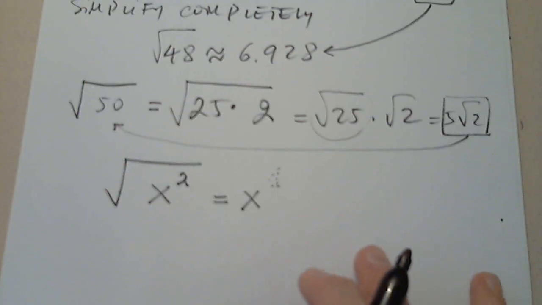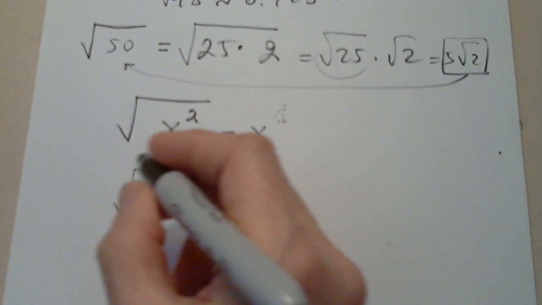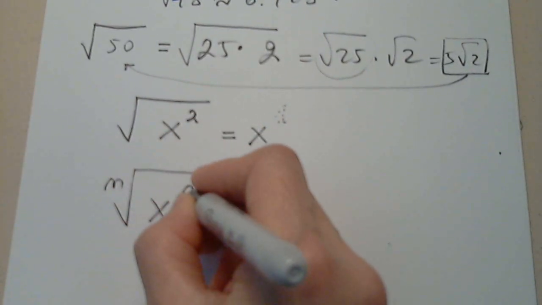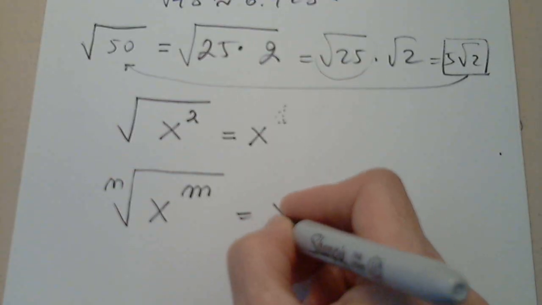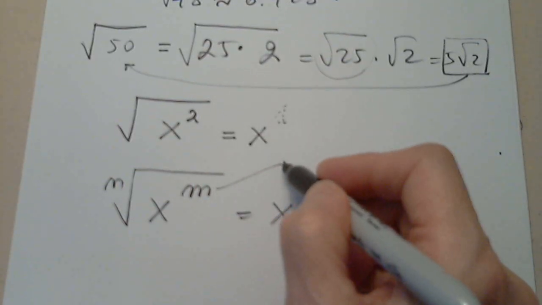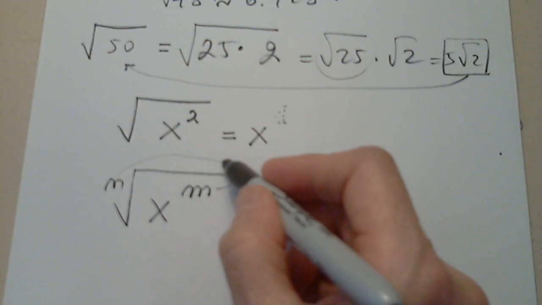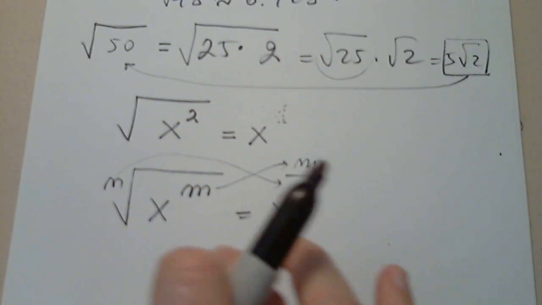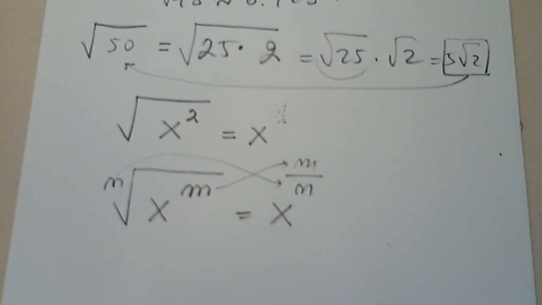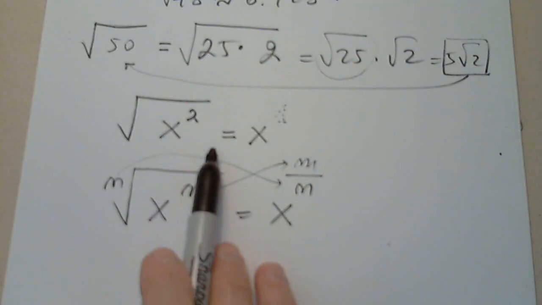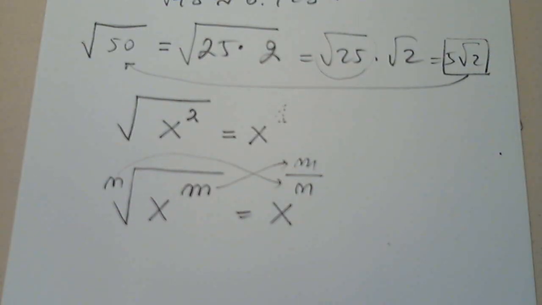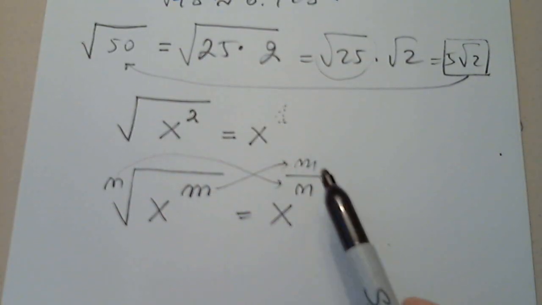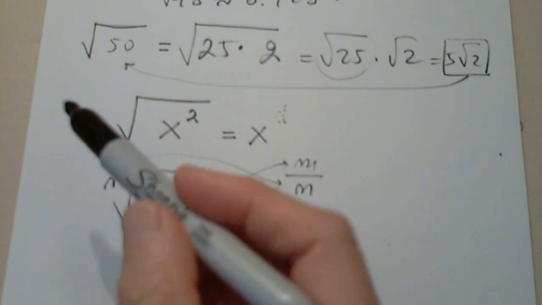Let me write the formula again here. The nth root of x to the mth power is x to the power m divided by the index. So we need to remember to go back and forth and understand this formula. So what will you say about this? Is this correct? 2 over 2, 2 over 2.